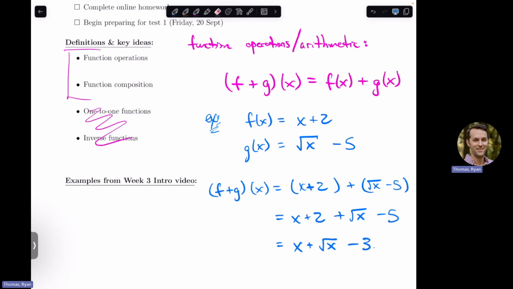Yeah, so you combine those, you figure out what it looks like in terms of x, and then after you've done that, plug it in.